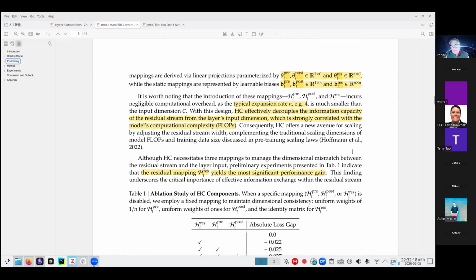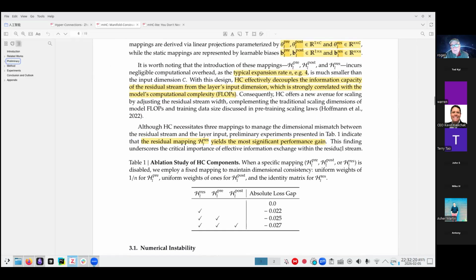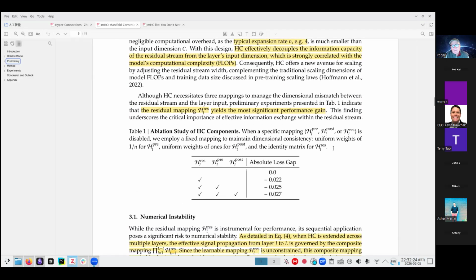Did they say what they use for HRES? Well, I was reading that line right above it and assuming that if you've ablated something, then essentially just use identity matrix. Yeah, yeah, identity. So basically no mixing. Yeah, that's correct.